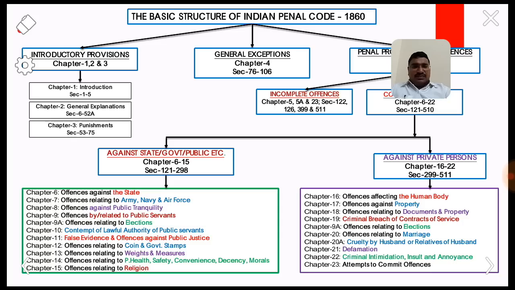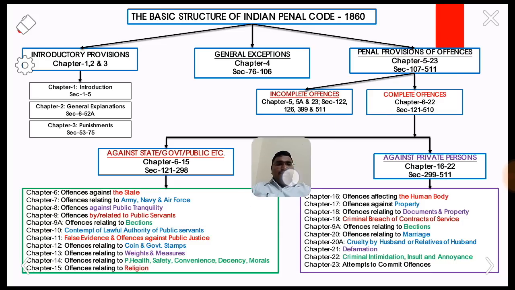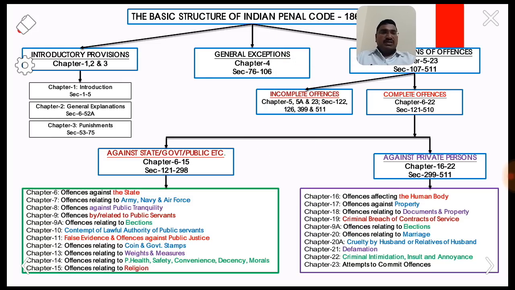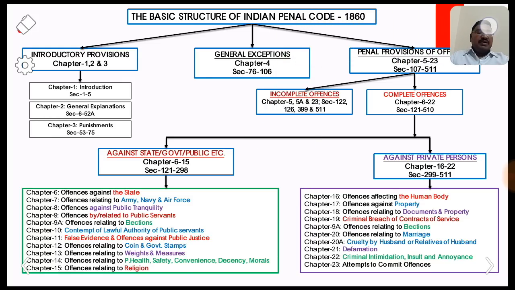Next, I would like to prepare separate video lectures on general exceptions, incomplete offences, offences related to the human body, offences against property, and defamation, if time permits. I am in this process. I am preparing certain presentations in order to make video lectures on these important provisions of the Indian Penal Code.